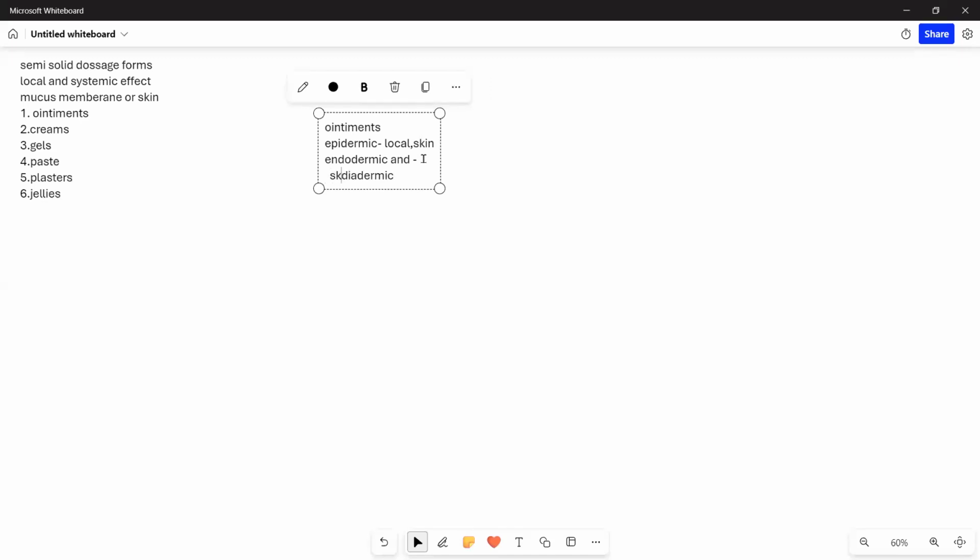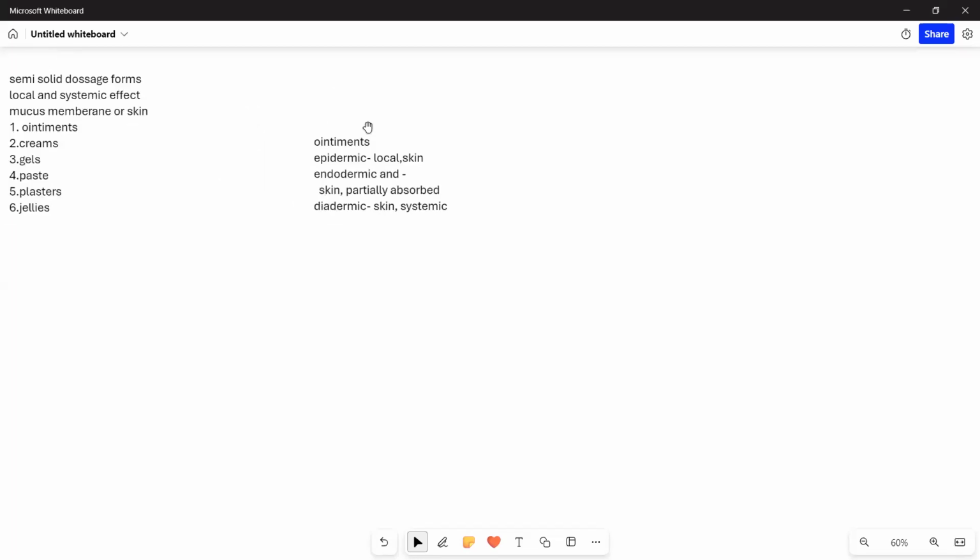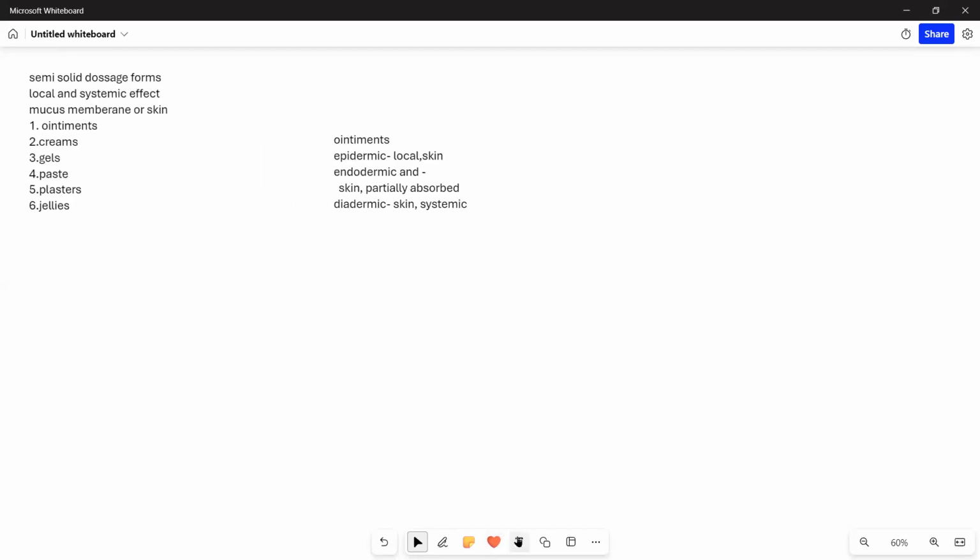So these are applied on the skin. These are only partially absorbed, not fully absorbed. While coming to the diadermic, tell me about the diadermic. Diadermic is also applied on the skin, but these are for the systemic effect. These are the three main classifications of the ointment based upon the application.